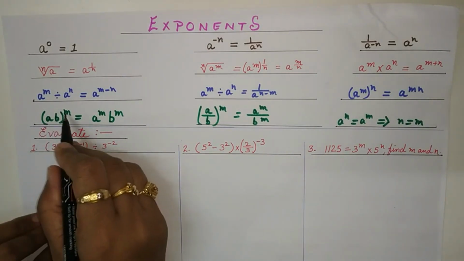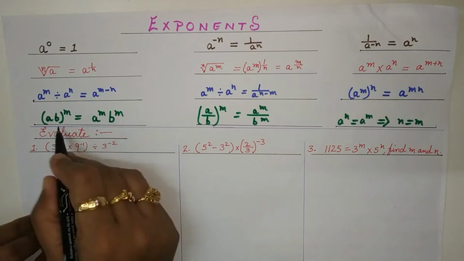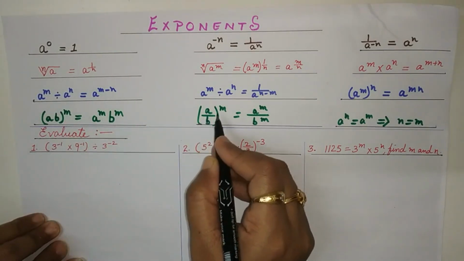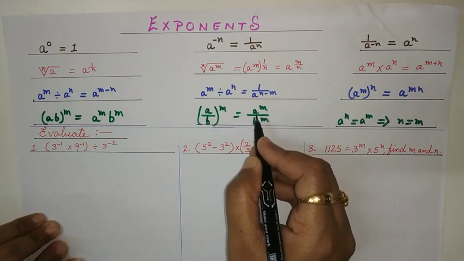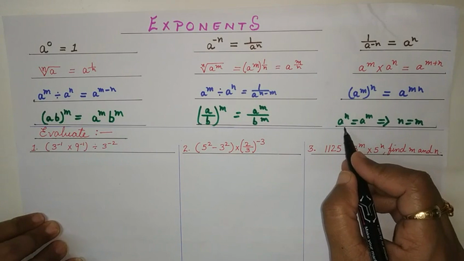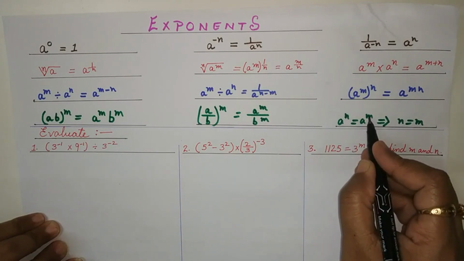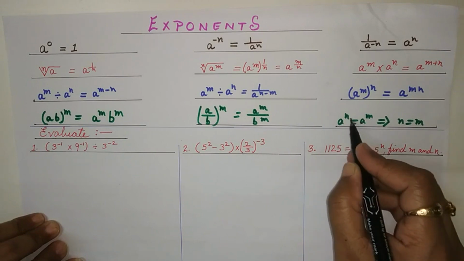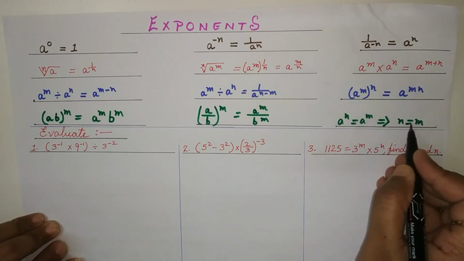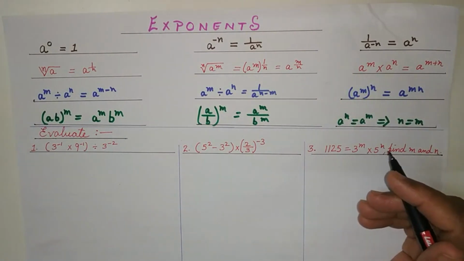Then ab to the power m, common power shared: a to the power m into b to the power m. It goes the same for division. a by b to the power m is a to the power m by b to the power m. If you have such a condition where a to the power n is equal to a to the power m, where both the bases are same, the powers are definitely going to be same. So these are some of the rules which I have noted down for you.